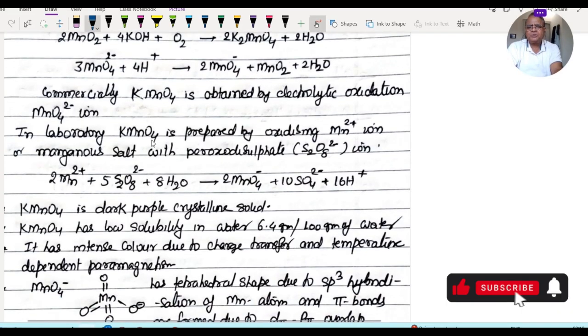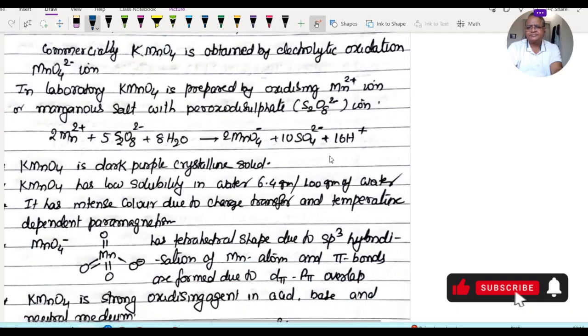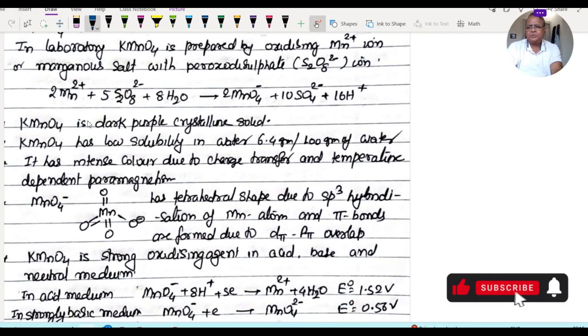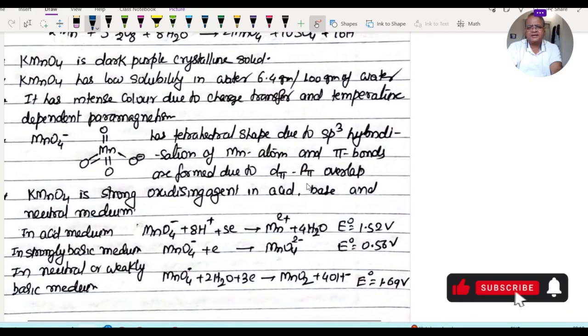In the laboratory, MnO4- is prepared by oxidizing Mn2+ ion or manganese salt with peroxydisulfate S2O8 2-. KMnO4 is a dark purple crystalline solid. KMnO4 has low solubility in water, 6.4 gram per 100 gram of water. It has intense color due to charge transfer and is temperature-dependent paramagnetic.